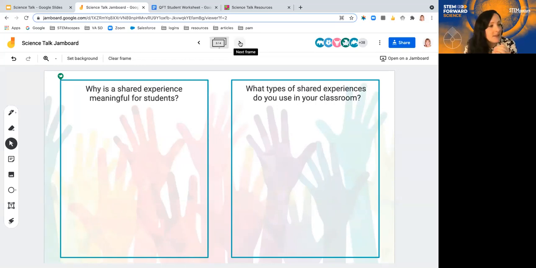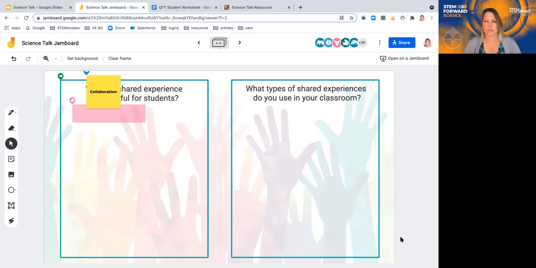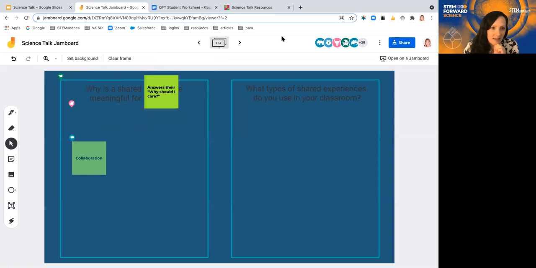And then on the flip side, we also want you to share with us what types of shared experiences you use in your classroom. We felt this would be a great platform to get ideas for everybody. Hopefully you're all able to find that sticky note. It looks like the little pad of paper in there.